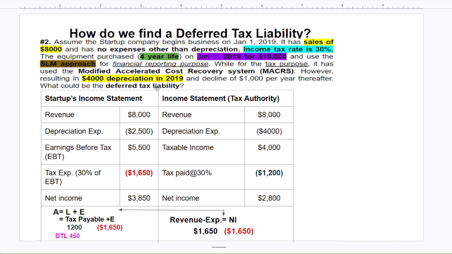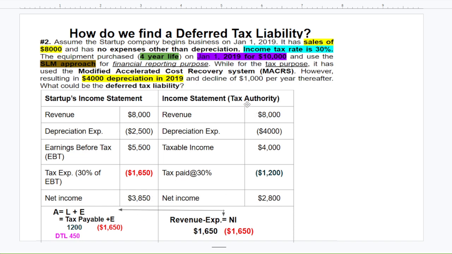So what would be your deferred tax liability in this case? Again, you have to prepare the income statement, friends. For the startup income statement, each year you would have 2,500 depreciation. So earnings before tax is 5,500. After tax expenses, you would have 3,850 as the net income.